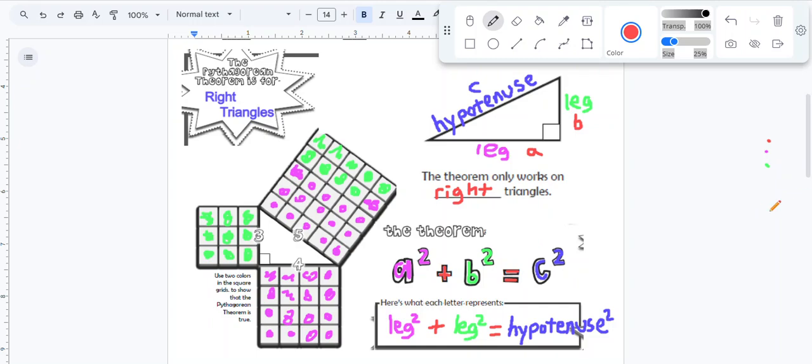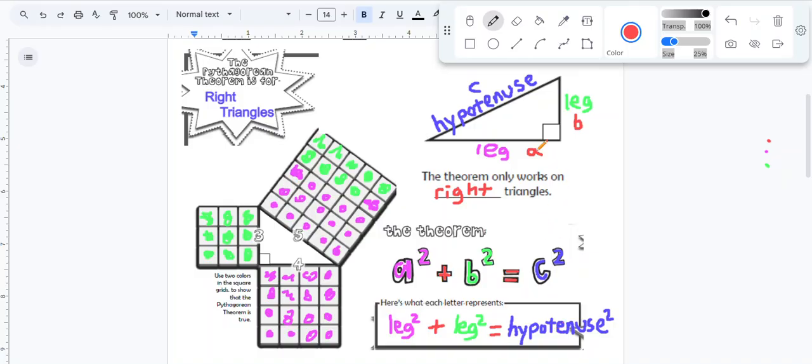All right, let's learn about the Pythagorean theorem. Okay, so remember, Pythagorean theorem's only for right triangles, right? The Pythagorean theorem says that it's a squared plus b squared equals c squared, and what that means is that the legs squared plus the other leg squared equals the hypotenuse squared.